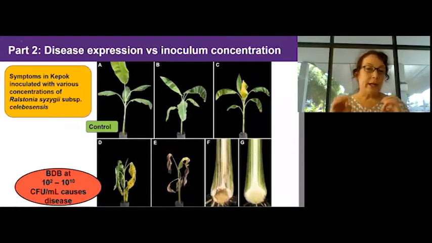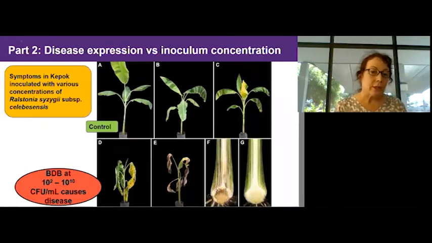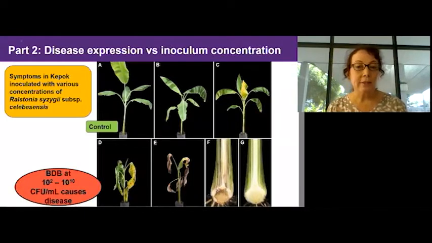Now, I inoculated potted Kepok plants with the bacterium diluted from 10 to the 10 down to 10 to the 2 colony-forming units per mil. This was a serial dilution. And then I injected 500 microliters of this into the stem. We found that all dilutions from 10 to the 10 down to 10 to the 2 caused disease development in all of the replicates after 18 days.